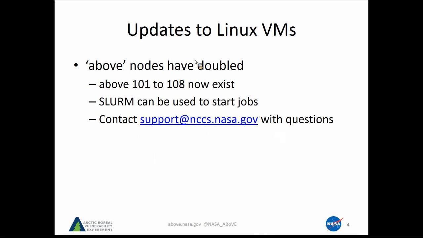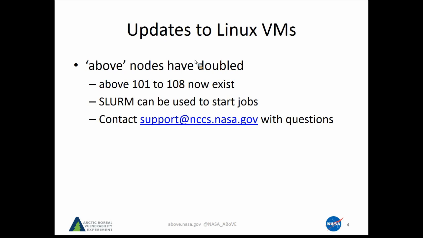Okay. Updates to Linux VMs. This may have been mentioned in a previous webinar, but I just wanted to let people know again that we have a number of ABoVE nodes for use by ABoVE Science Cloud users. ABoVE 101 through 108 are now available. We previously just had ABoVE 101 to 104, and we have expanded that. When you're ready to run a process, you don't run it on your login node, either your DSC login node or your NGA login node. You would type in SSH space ABoVE 101 through 108, and there are more VMs now available on the Linux side, which can be used by ABoVE scientists.